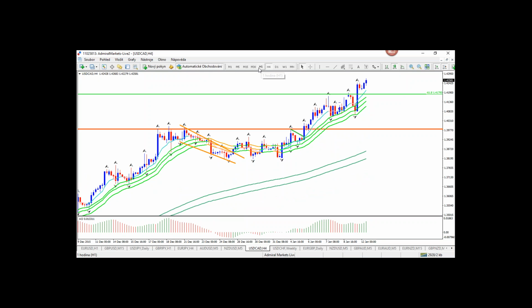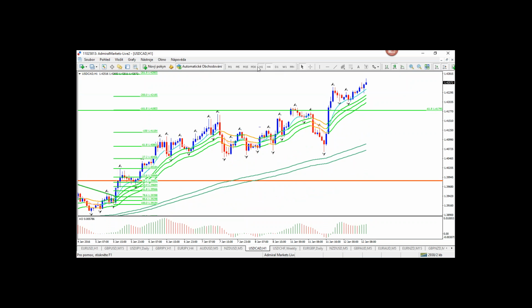Strong 4-hour candle. Let's see. Well, it's not that easy with price making continuous higher highs like this. When do you enter? I didn't see any entry on the dollar CAD myself this morning, so I still don't see it, to be honest.